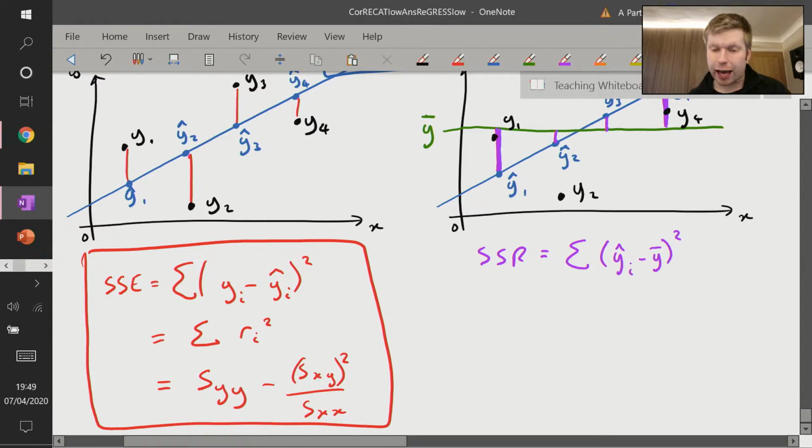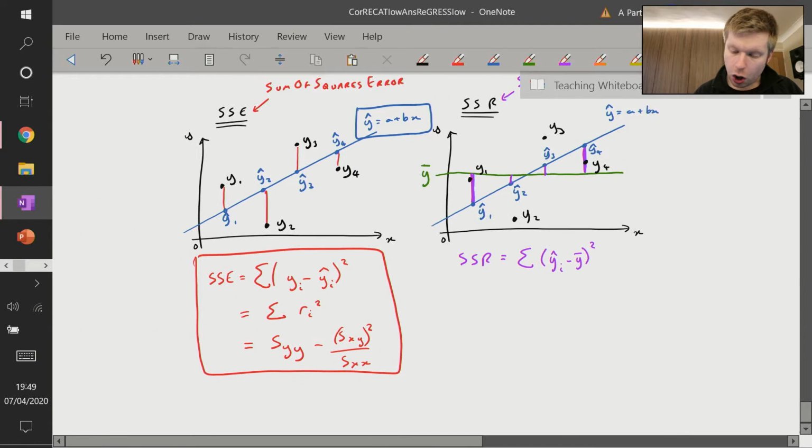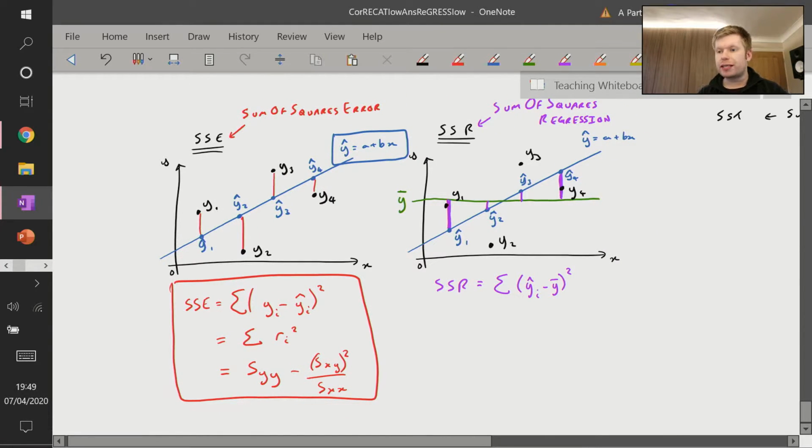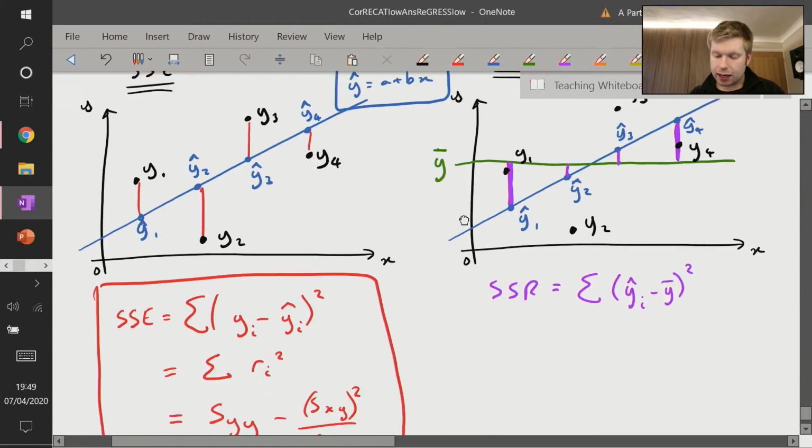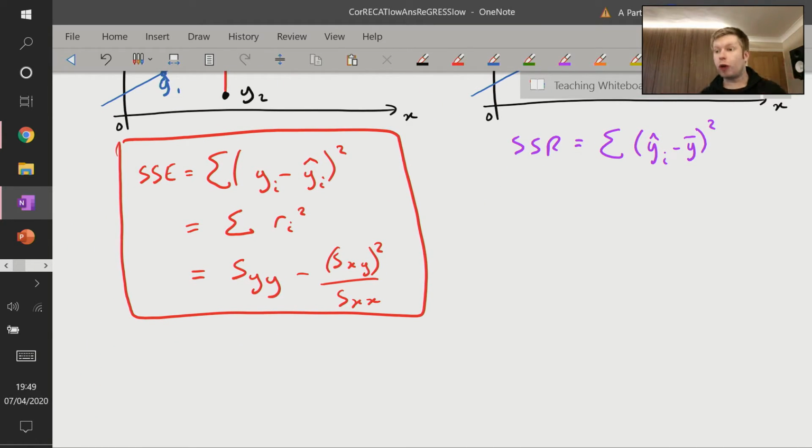So the next thing to look at is something called the total of these two errors. I've got the sum of the squares error and the sum of the squares regression. Now I can combine these together to quantify the total error, if you like.